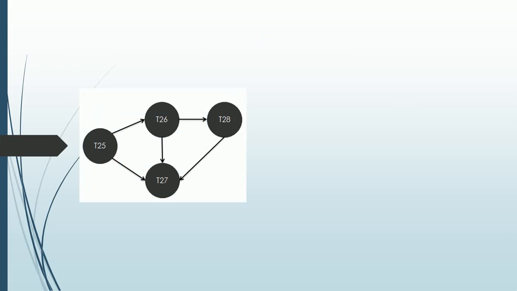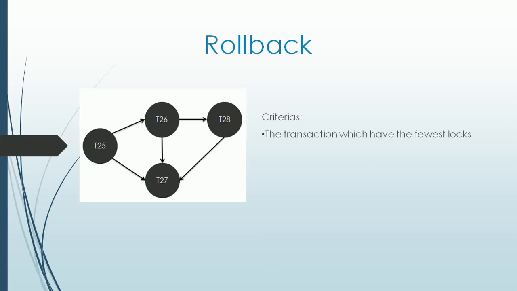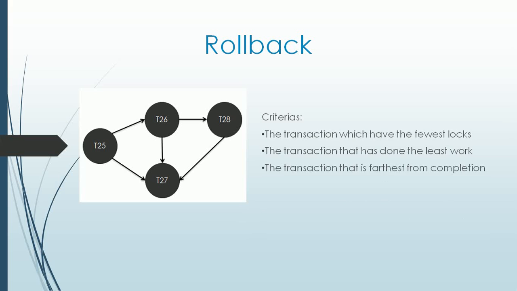In the previous wait-for graph, transactions T26, T28 and T27 are deadlocked. In order to remove the deadlock, one of these three transactions must be rolled back. When a deadlock is detected, the choice of which transaction to abort can be made using the following criteria: the transaction which has the fewest locks, the transaction that has done the least work, the transaction that is farthest from completion.